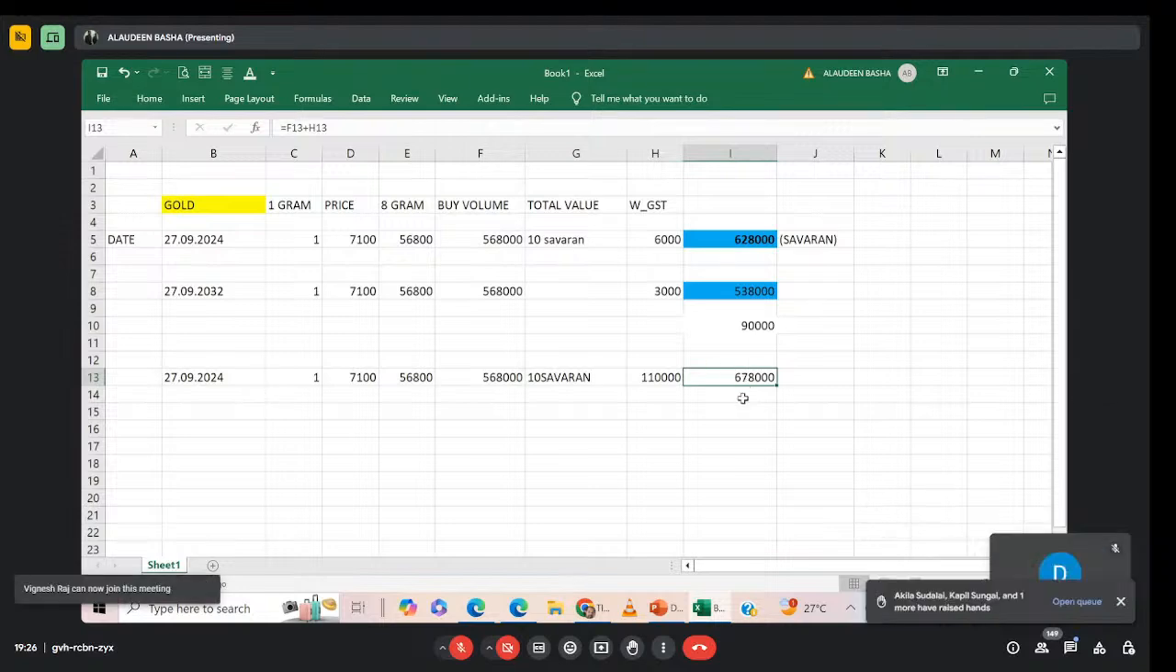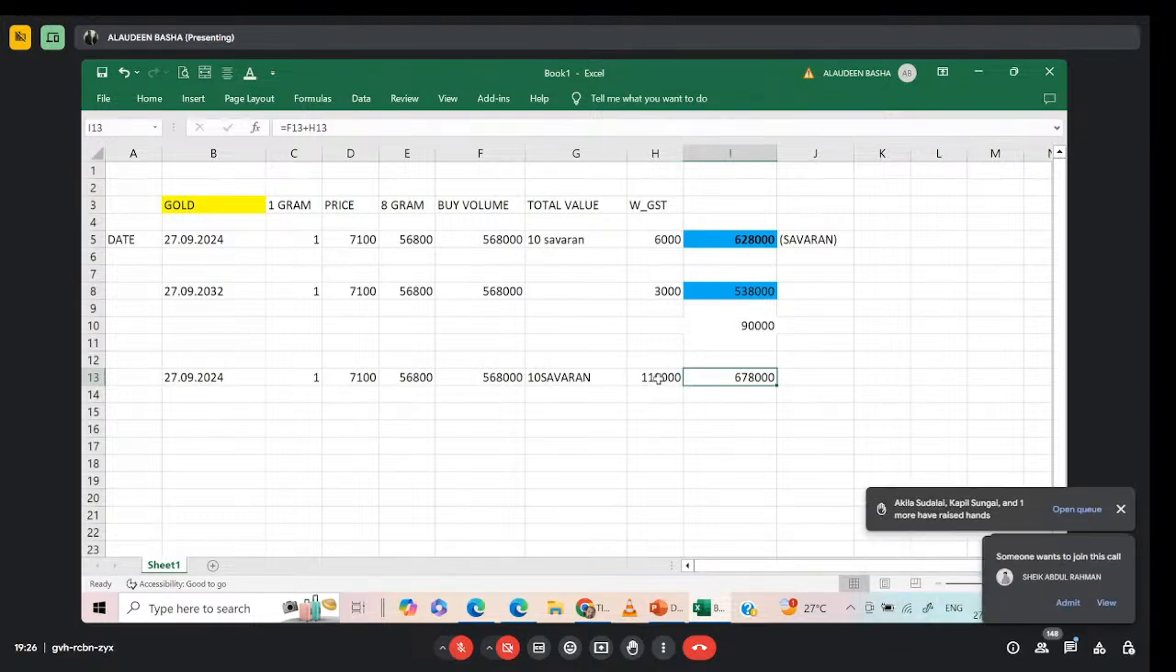The second point is there is no tax for this 1,10,000. Once you are selling, there is no tax for this 1,10,000. This is the second point.